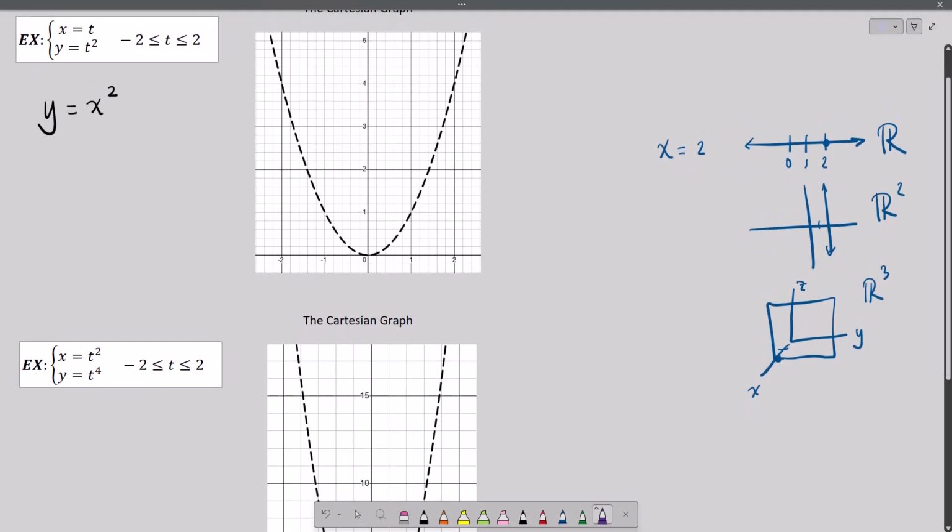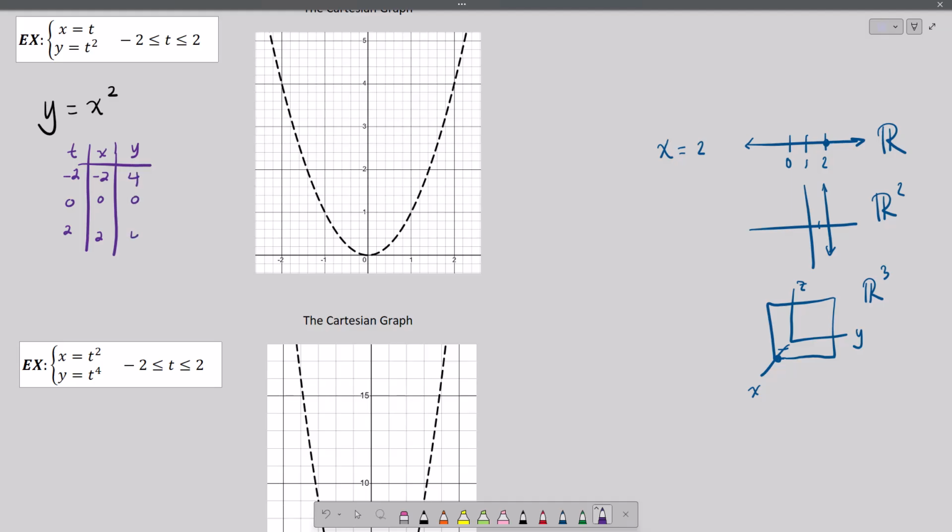Now let's do what we did before. Let's get some points here. This has a domain of -2 to 2, so we're going to do t, x, and y. Definitely want to go -2 to 2, we need those. And you don't have to use the midpoint, but I'm going to use the midpoint. So plug in, t and x are the same, so these ones are easy. And then y is just x squared, so this is 4, 0, 4.